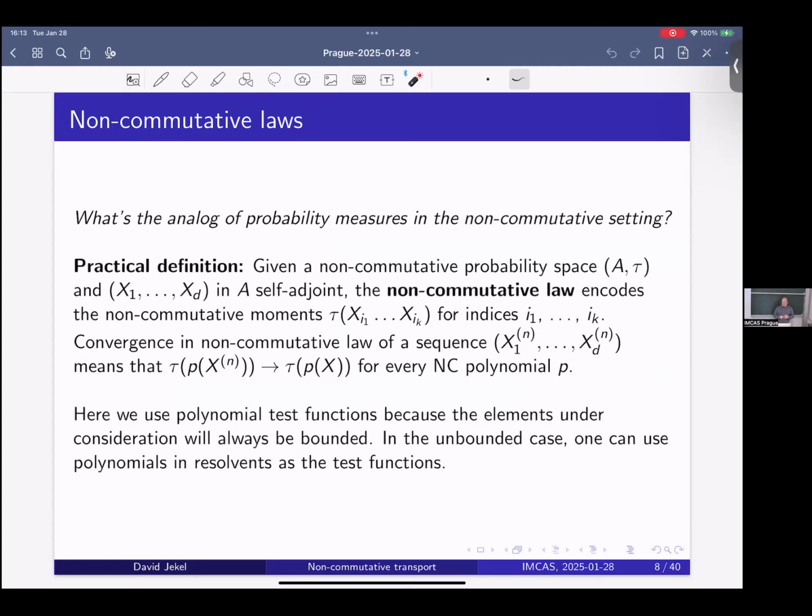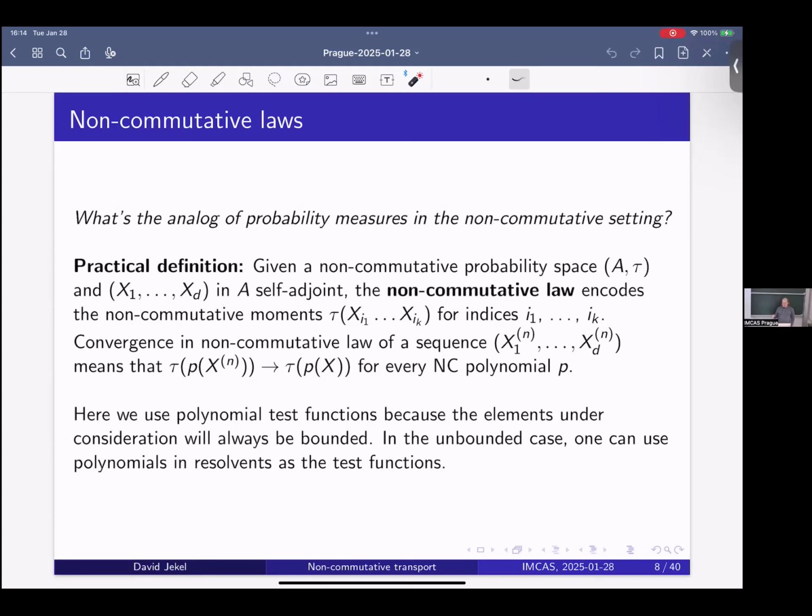And I'll tell you a formal definition in a second, but maybe this is a definition which is kind of practical, in the sense that if you tell it to someone who doesn't know operator algebras, then there won't be undefined terms in here. And the idea is, the non-commutative law should capture the non-commutative moments, where you take the trace of any monomials in the x's, and convergence in non-commutative law, or in the weak-star topology, should mean that each of these moments converges.